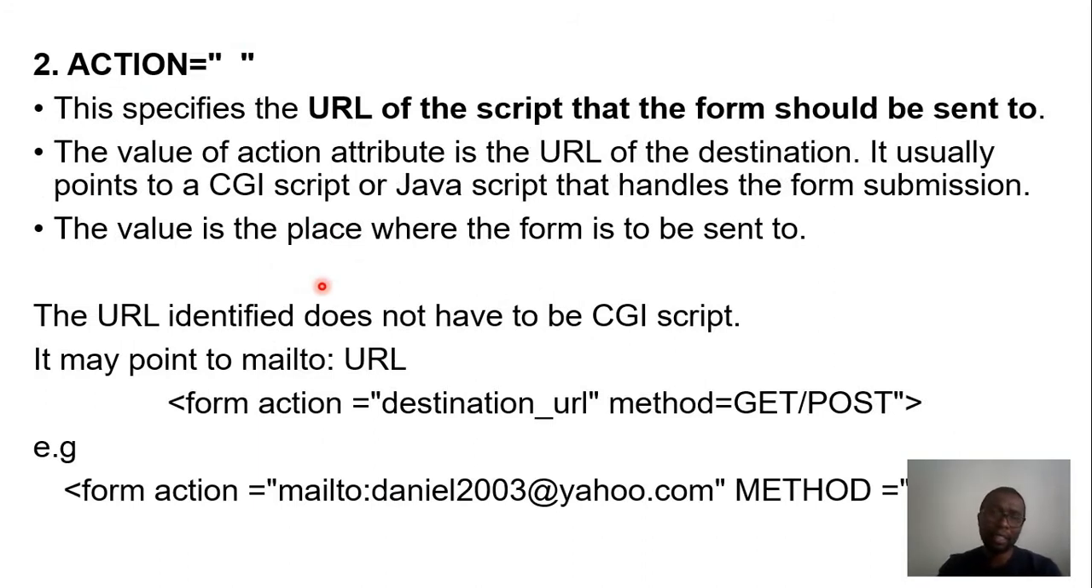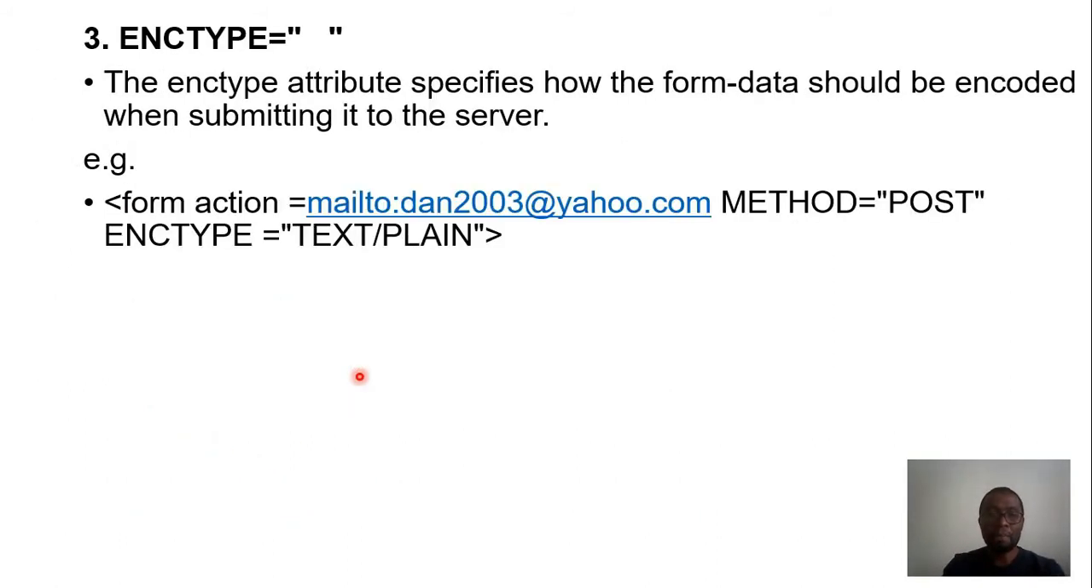And then action specifies where the information is going to be sent. It specifies the URL of the script that the form should be sent to. A good example is right here. We see the form action mailed to this person at yahoo.com. The method that is used here is post. So it means that the information in the form that has been captured is going to be sent to this mail.